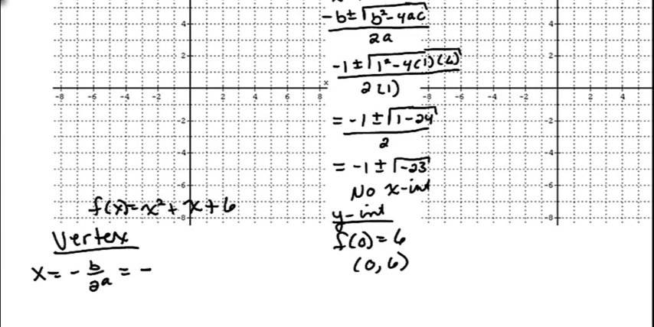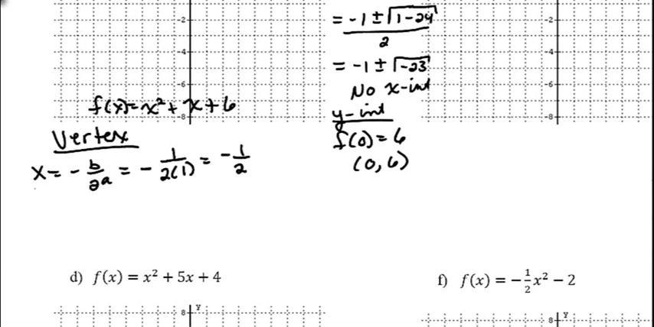So write your negative sign down. B for this one is 1, and then times 2 times a, and a is also 1. And so we get negative 1/2 as our x-coordinate. Then to find our y-coordinate, we want to just take this negative 1/2 and plug it into our function. So that's negative 1/2 squared minus 1/2 plus 6.